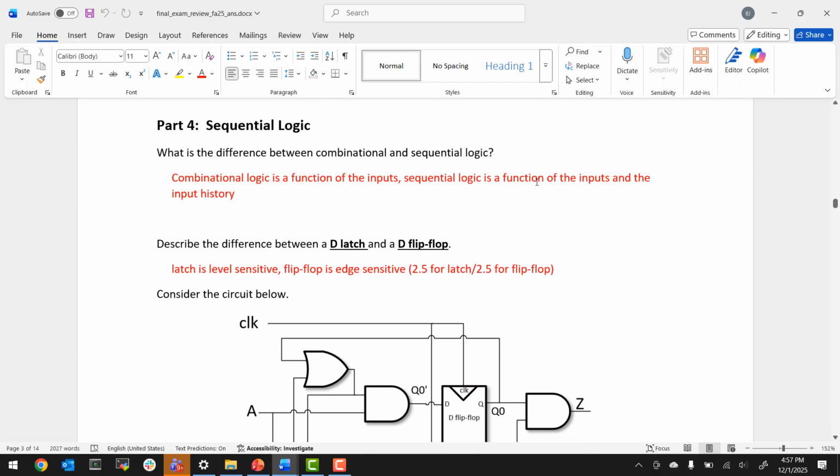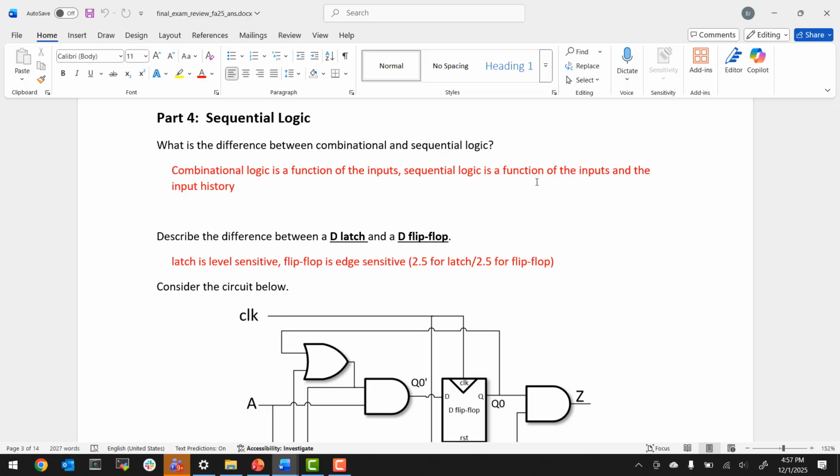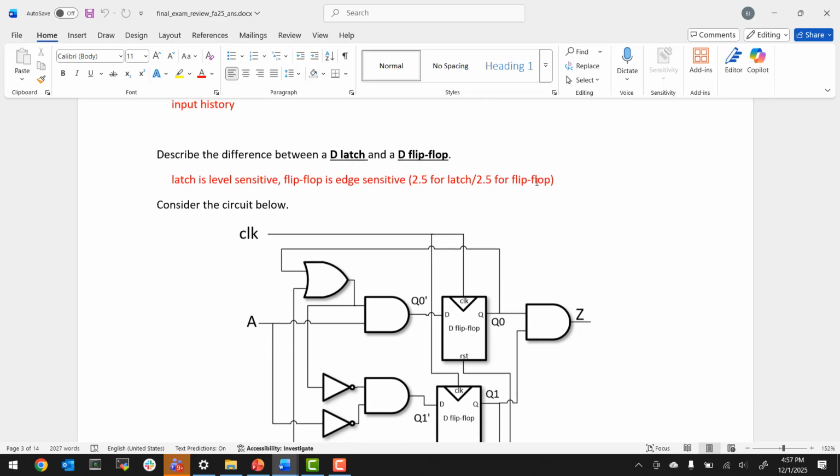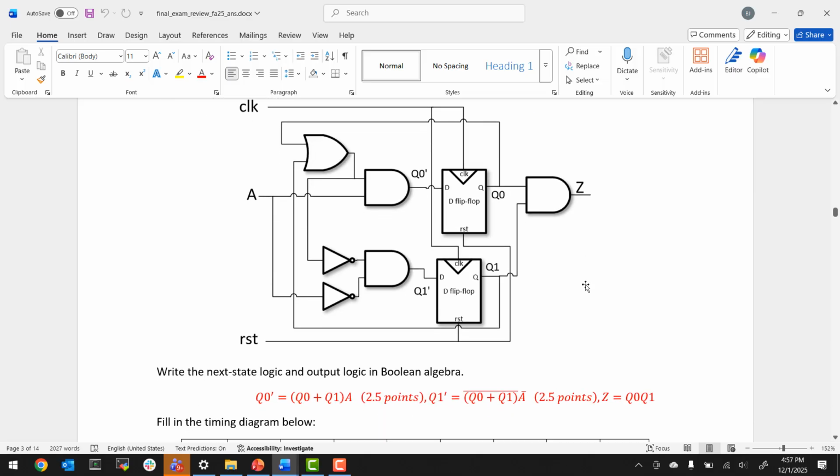Then we have sequential logic. What's the difference between combinational and sequential? Combinational is a function of inputs. Sequential is a function of the inputs and the input history. What's the difference between a D-latch and a D-flip-flop? Latch is level sensitive, flip-flop is edge sensitive. Consider the circuit below. What's the next state logic?